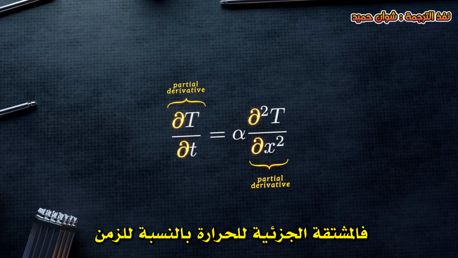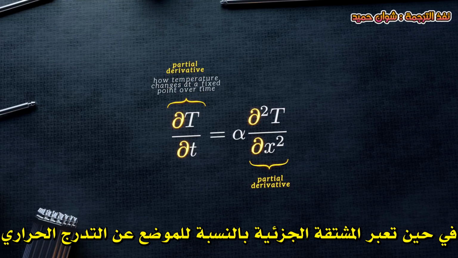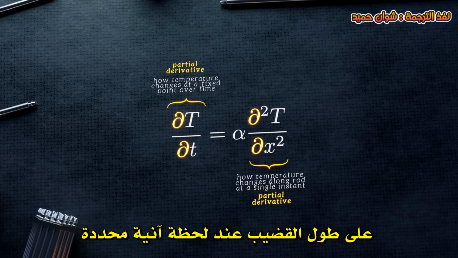The partial derivative of temperature with respect to time describes how the temperature at any fixed point on the rod changes with time. And the partial derivative with respect to position describes how temperature varies along the length of the rod at a single instant in time.